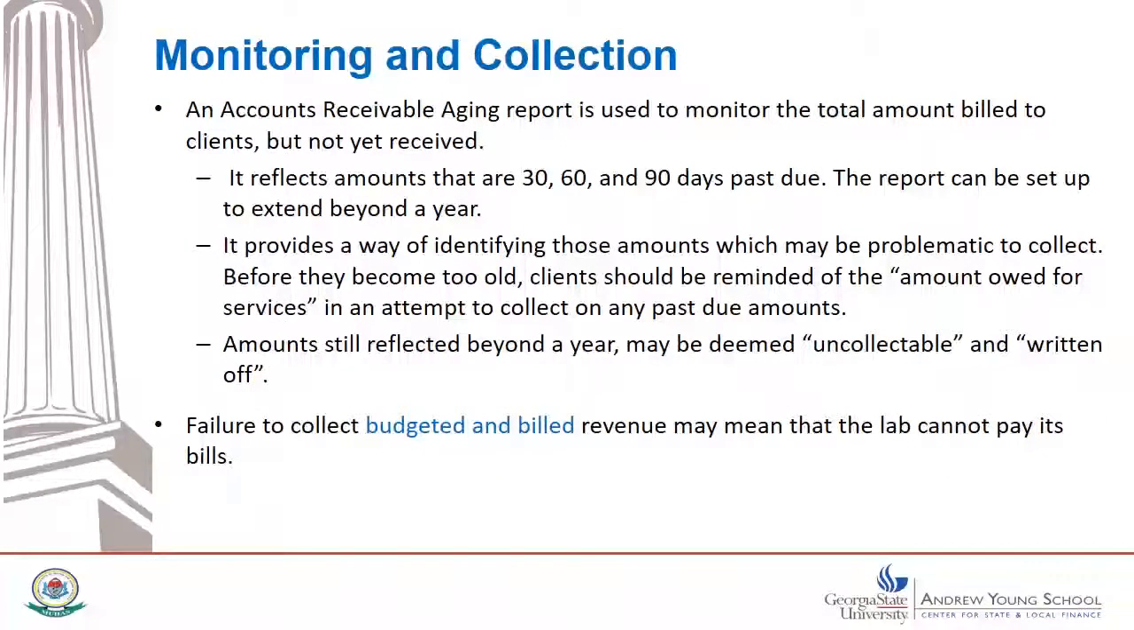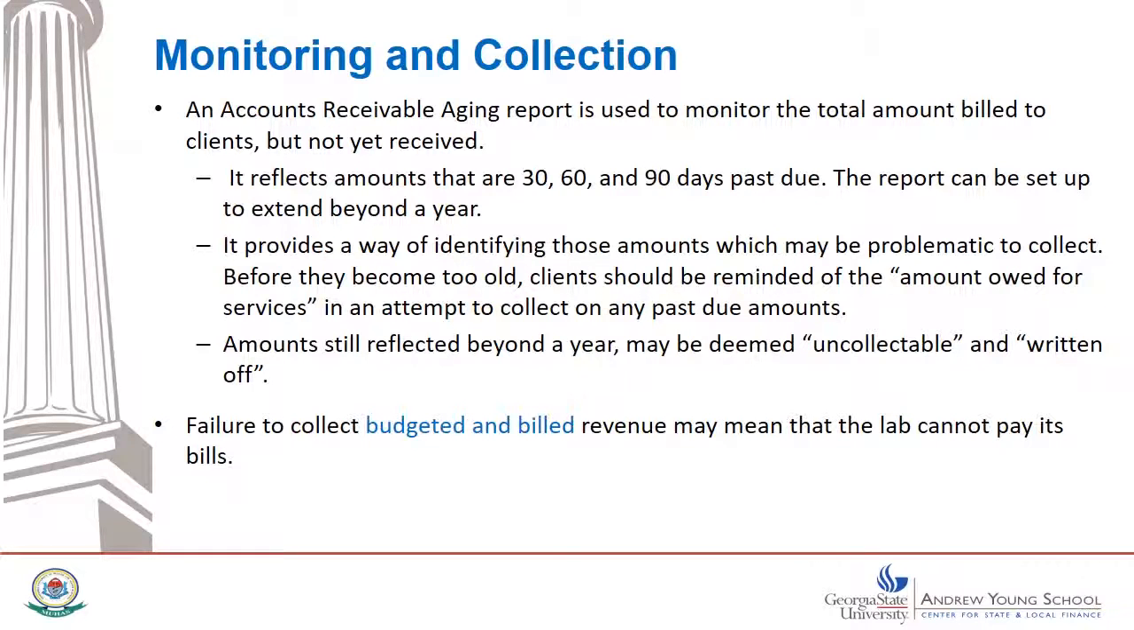A simple report, called an accounts receivable aging report, is used to track the total amounts billed to clients and how much time has passed since the bill was first presented to the client. These can be easily set up in a spreadsheet program. Aging reports typically help to track clients who are 30, 60, and 90 days overdue in paying their bill. But these cutoffs are arbitrary and can be adjusted depending upon management's needs.